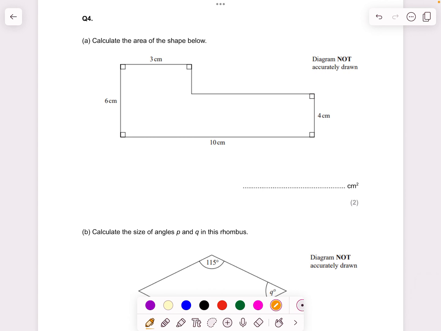Okay, now we need to find the area of the shape below. So it's a compound shape. We're going to split it into 2 rectangles. You got 1 mark for finding one of the areas of the rectangle. So we do 6 times 3, which is 18 centimetres squared.